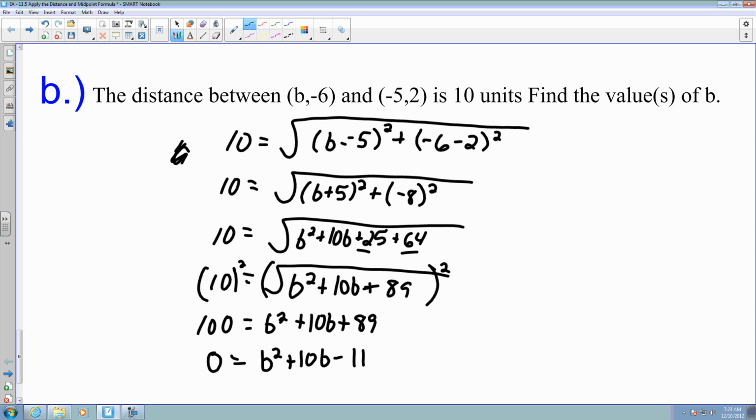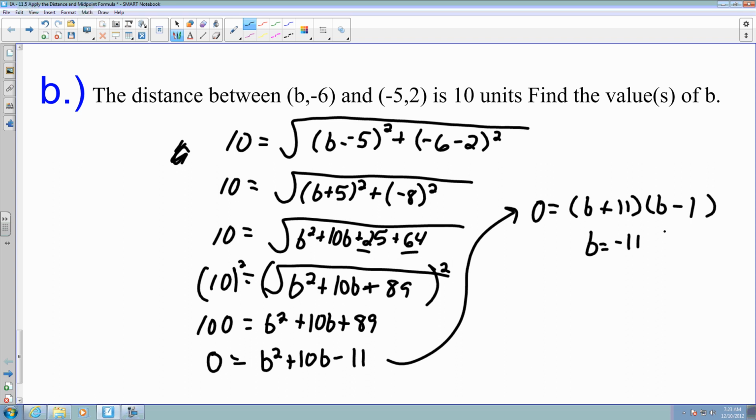And now I can factor it out. So now I have 0 equals parentheses, I got b. I know it's a plus and a minus. And I think it's going to be a positive 11, negative 1. So if I use the zero product property, I have b equals negative 11, and b equals, nope, that's just a positive 1. And so the coordinates that'll be correct would be negative 11 comma negative 6 and positive 1 comma negative 6.